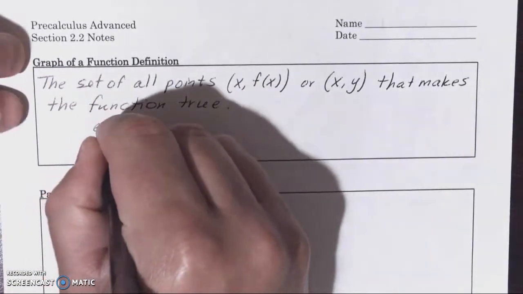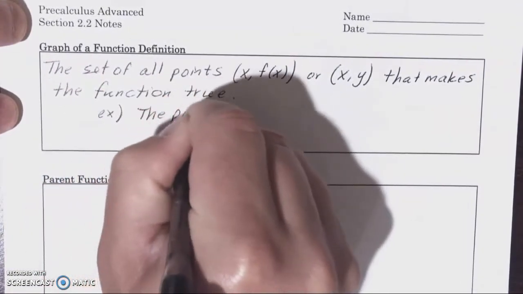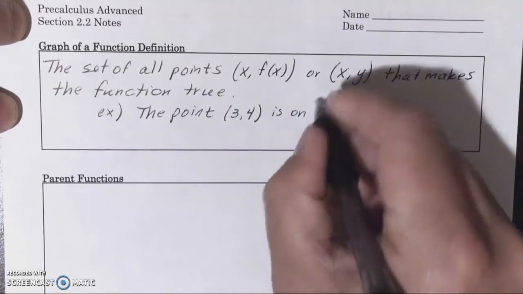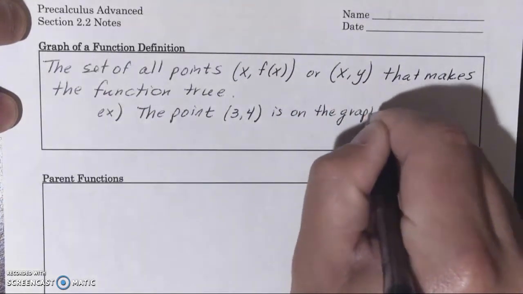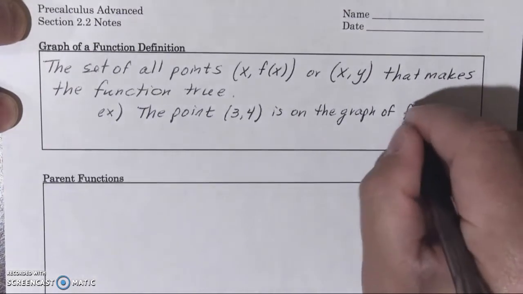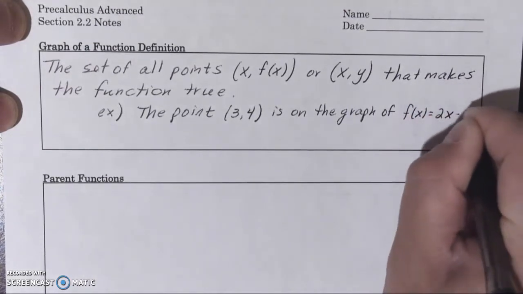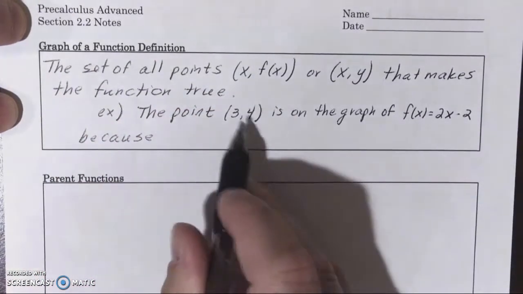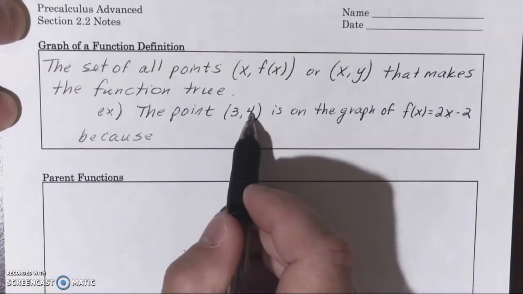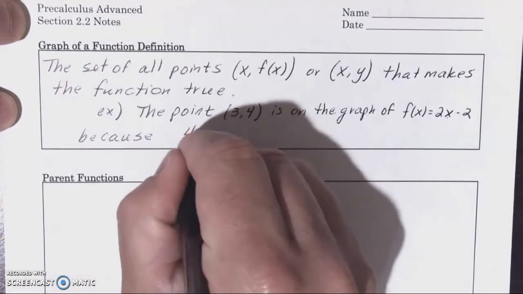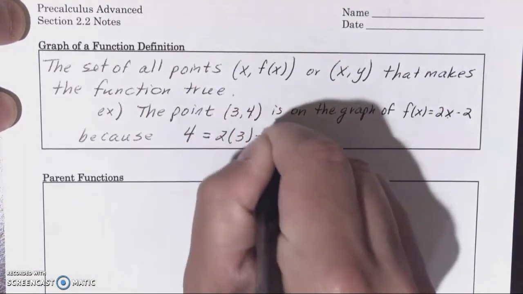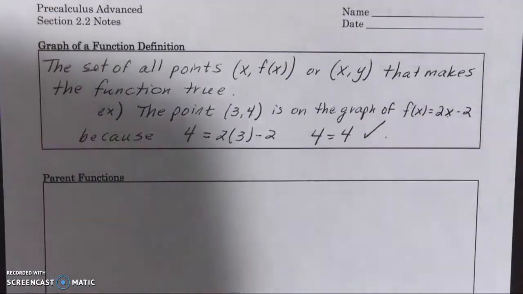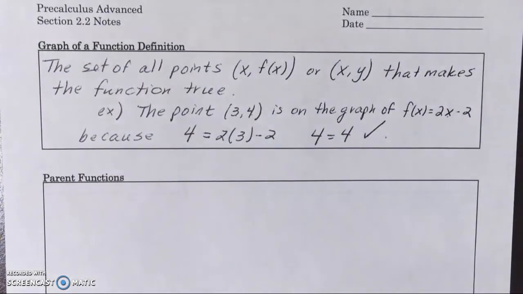So for example, the point 3, 4 is on the graph of f of x equals 2x minus 2, because if we plug in the 3 for that x, and the output, or the f of x, 4, right there, well, let's check out what happens. 4 equals 2 times 3 minus 2. Does 4 equal 4? Yes, it does. And we would certainly know that the point 3, 4 is on that graph.